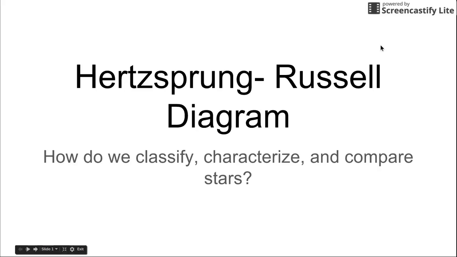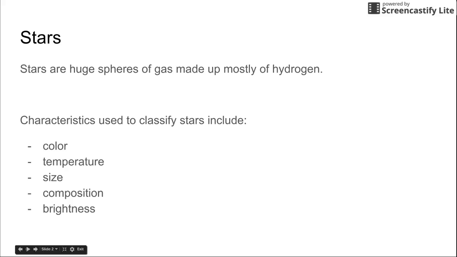Hey, 8th grade. So today we're going to start talking about the Hertzsprung-Russell diagram, and our focus question is how do we classify, characterize, and compare stars? Stars are huge spheres of gas made up of mostly hydrogen, and the characteristics that we use to classify them include color, temperature, size, composition, and brightness.